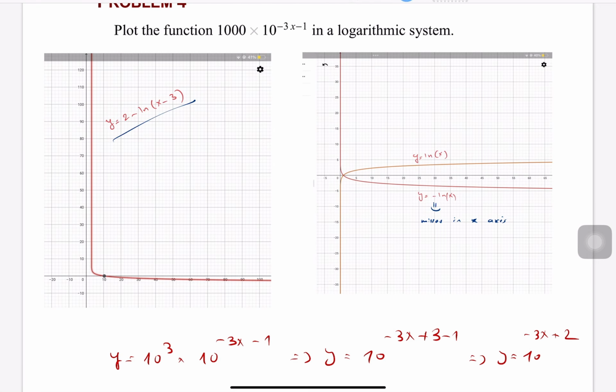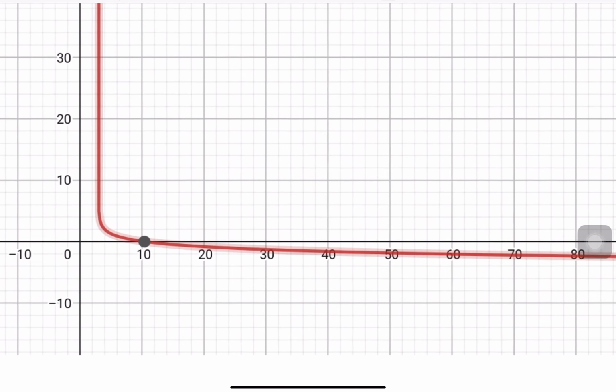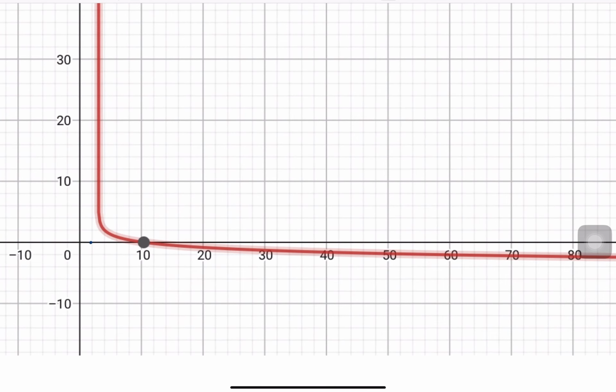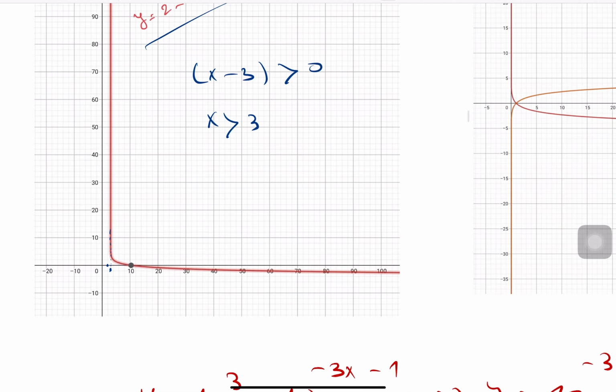Domain: if you see the domain, what numbers can we give? As you see here, we cannot put negative x. Why? Because inside ln must be bigger than 0. Then x must be bigger than 3. Then I find every one of these, it will be 3. If you see, the number will be bigger than 3, it will be the domain.